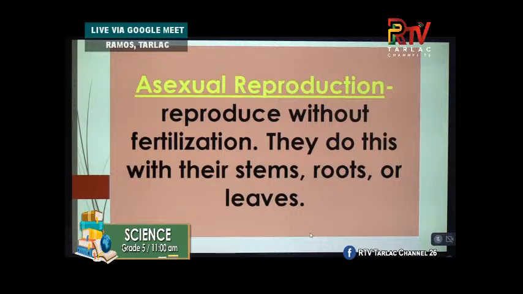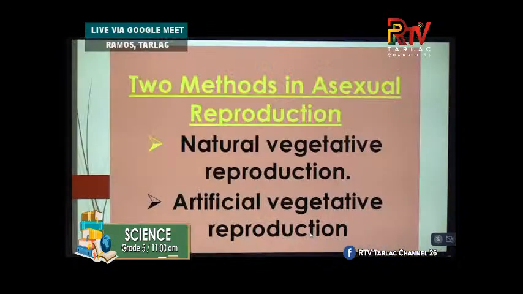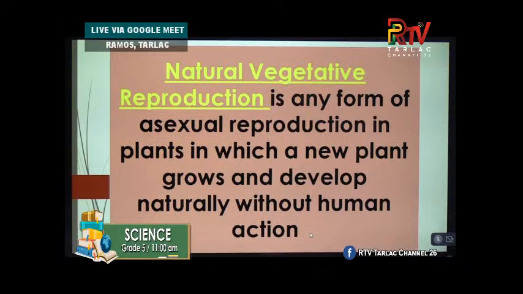Asexual reproduction produces individuals that are genetically identical to the parent plant. Asexual reproduction has 2 methods. First is natural vegetative reproduction, and the second is artificial vegetative reproduction. Let us know first the natural vegetative reproduction.